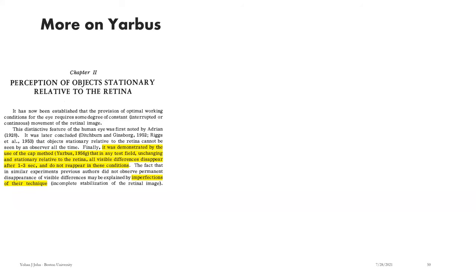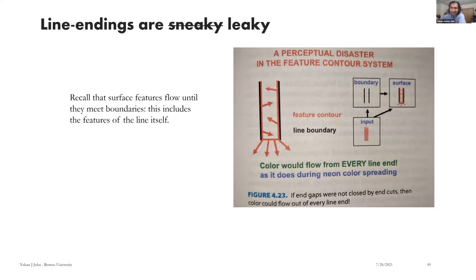So that's all I really had for today, and I could show you a little bit more of Yarbus's setup. This line endings, leaky, sneaky stuff is very important for explaining the Kanizsa-Benussi ring. If you don't have these line endings there, you will not see the precipitate. And it's a pretty complicated illusion. It's not even as simple as, you know, the Craik-O'Brien-Cornsweet effect and all that stuff. So you need that line ending to be sealed for that.